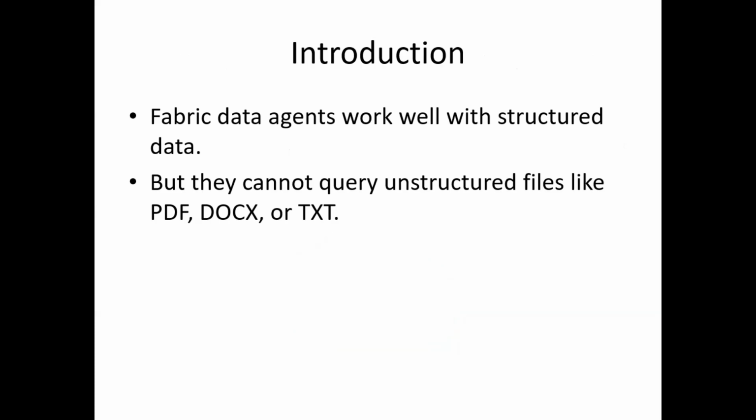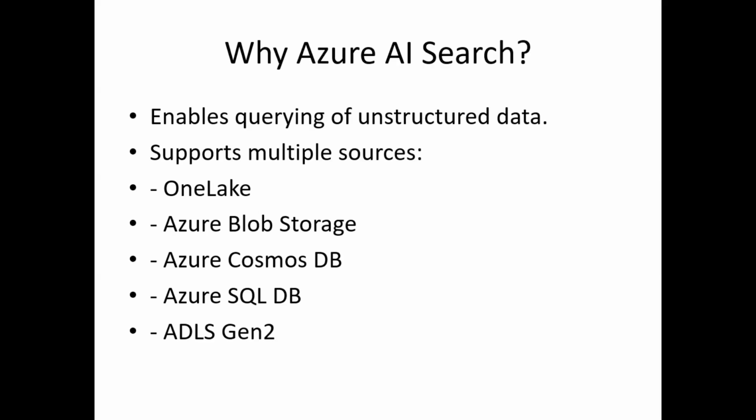As most of us are aware, we can use Fabric data agents to query structured data on lakehouses, but by using them, it's not possible to query or communicate with unstructured data that is stored as PDF, docx or txt files. But with Azure AI Search, we can use a no-code approach to communicate or query that unstructured data on OneLake. In fact, the approach is not just limited to Fabric OneLake.